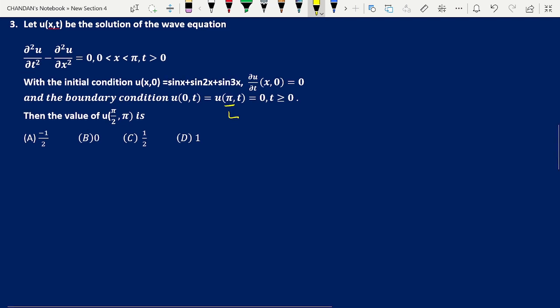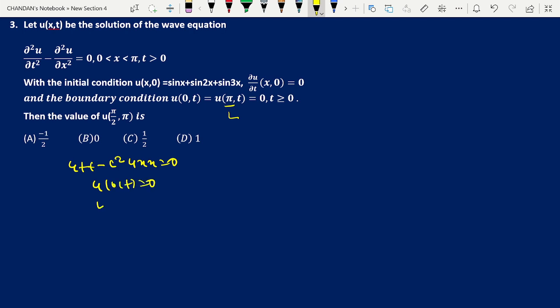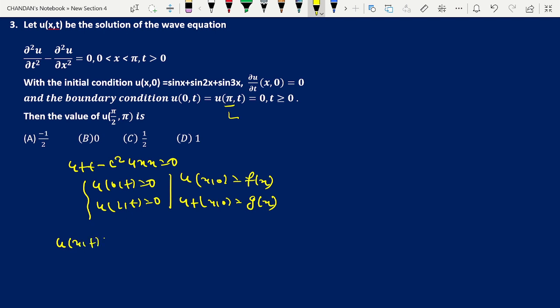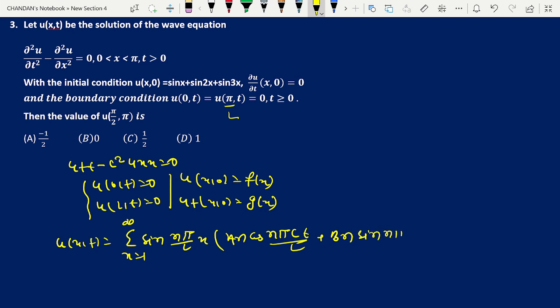So we know that for this type of problem, u_tt minus c squared u_xx is equal to 0, and the conditions given are u(0,t) equal to 0, u(L,t) equal to 0, and u(x,0) is equal to f(x), and u_t(x,0) is equal to g(x). Then using these conditions we find the solution: u(x,t) is the sum from n equals 1 to infinity of sin(n pi x by L) times [a_n cos(n pi c t by L) plus b_n sin(n pi c t by L)].